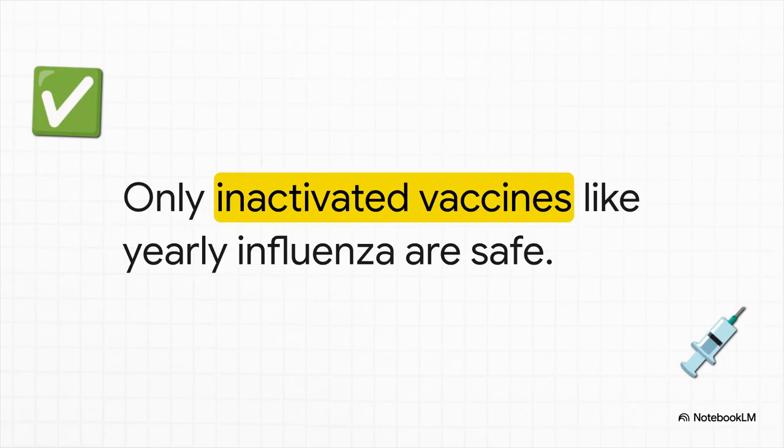Excellent work if you picked 2. The inactivated influenza vaccine will be given yearly. Remember the rule. Only inactivated vaccines are safe for severely immunosuppressed kids. Live vaccines, like varicella and option 3, are completely contraindicated and super dangerous for these patients.